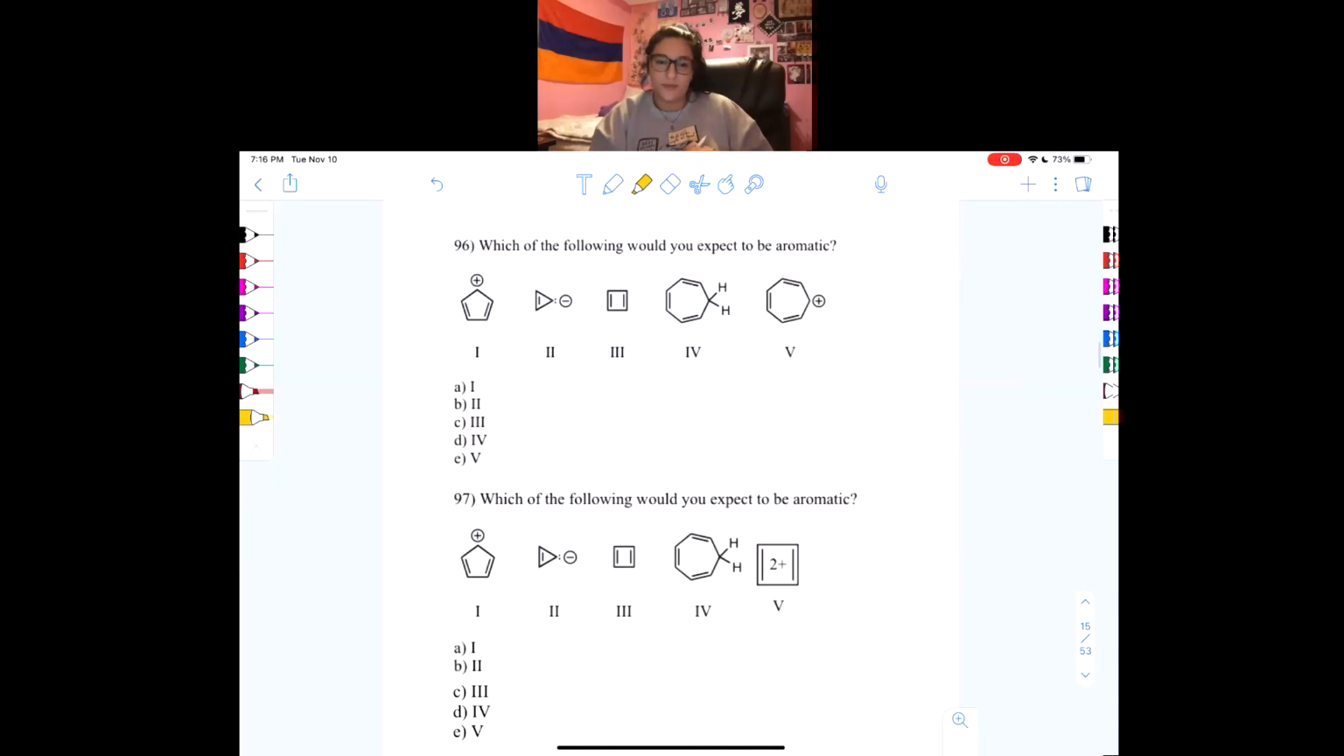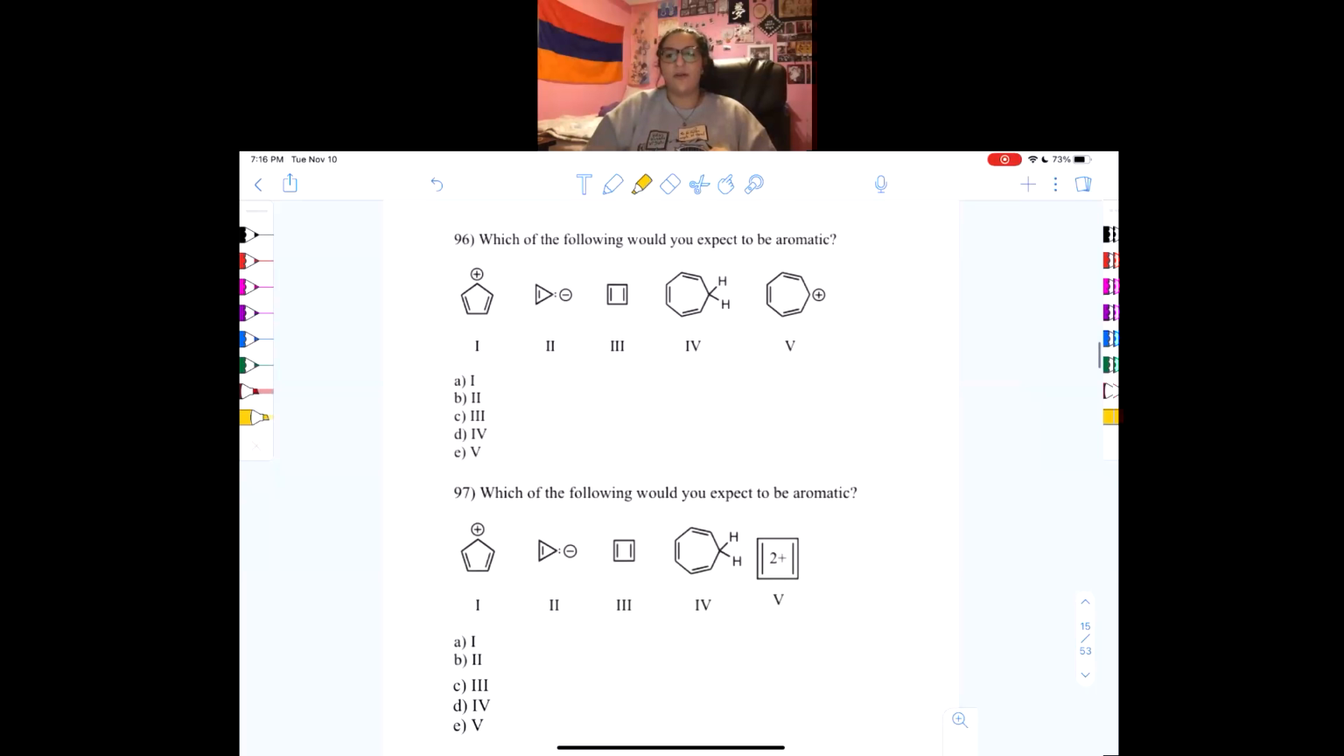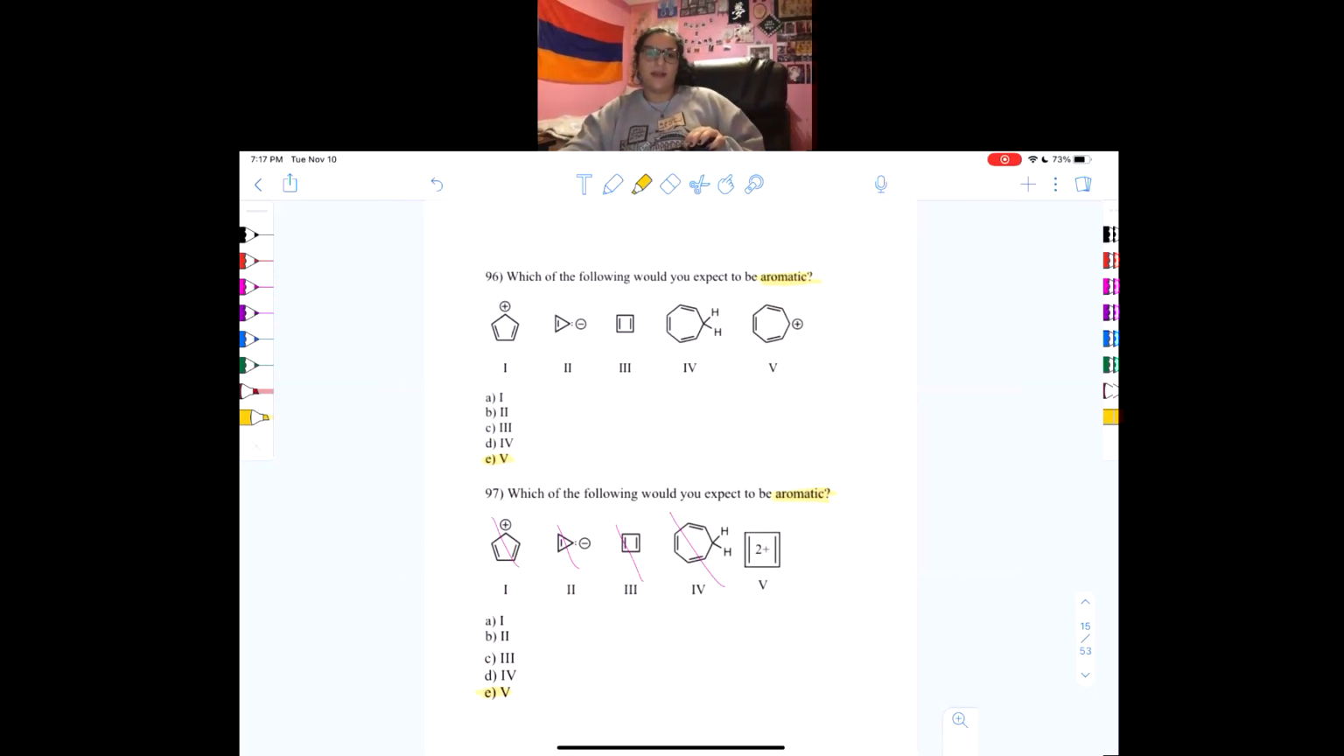Okay, so these should be super fast because we've done almost all of these in SI. So we're just going to go through them super, super quick. So which one is aromatic? E. Awesome. So which one will be aromatic in this case? Well, we already know it's not that, it's not that, it's not that, and it's not that. So what do you guys think? It's E again. Awesome. So, okay. We'll give you a second and we'll move on to the next page.